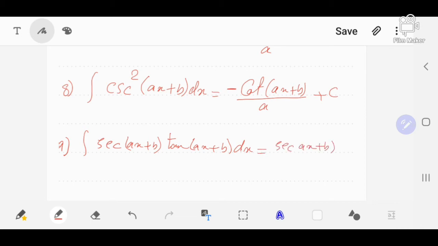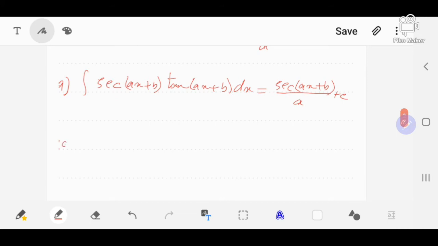And the last one is the integration of cosecant of the angle times cotan of the angle, dx. That for sure will give you negative cosecant of the angle divided by a plus c.